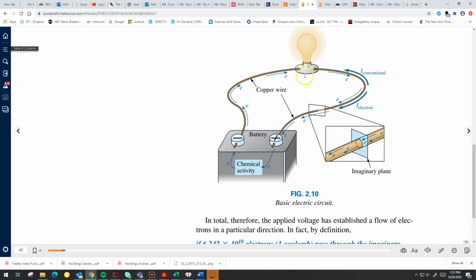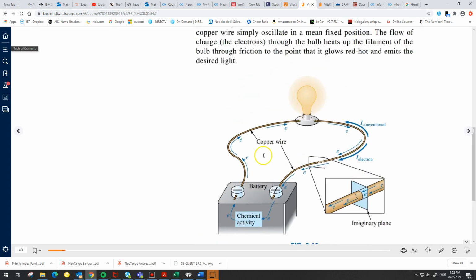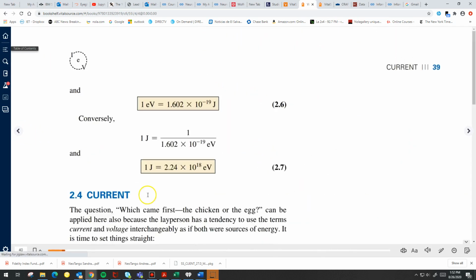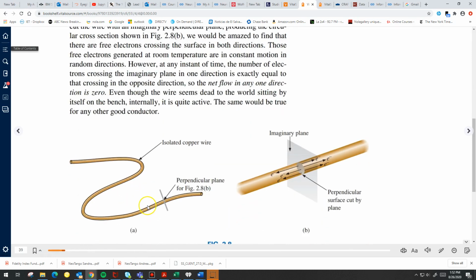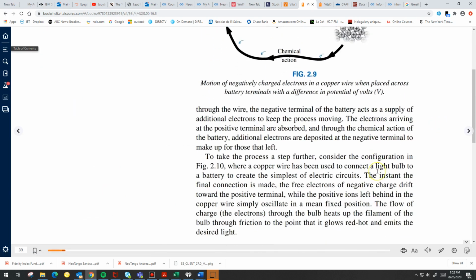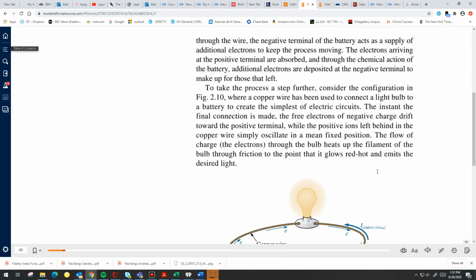And so the movement of those electrons through this element, in this case the light bulb, is what makes the light bulb glow, right? So electricity is the movement of electrons, in this case the movement of charge, okay, through some conductor during a certain period of time. So that movement of electrons inside some conductor creates what we call electricity, okay.